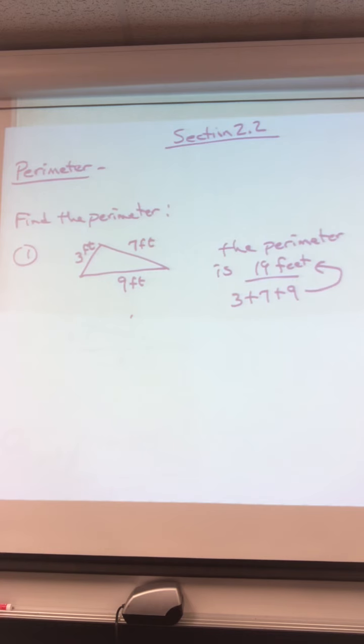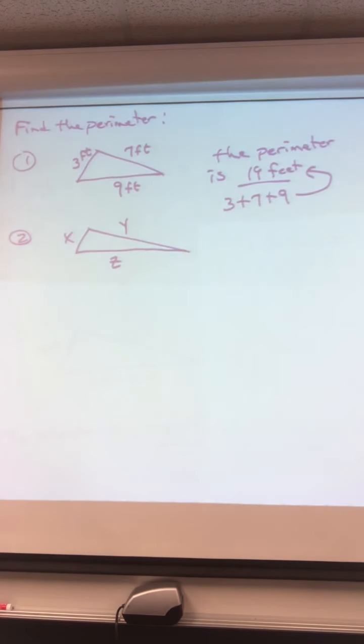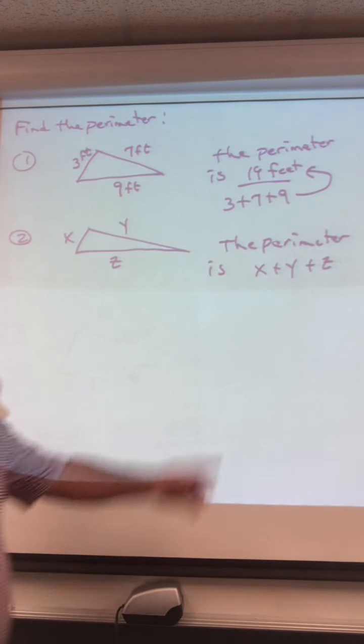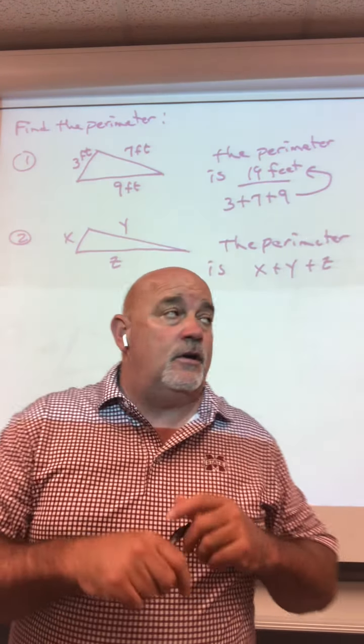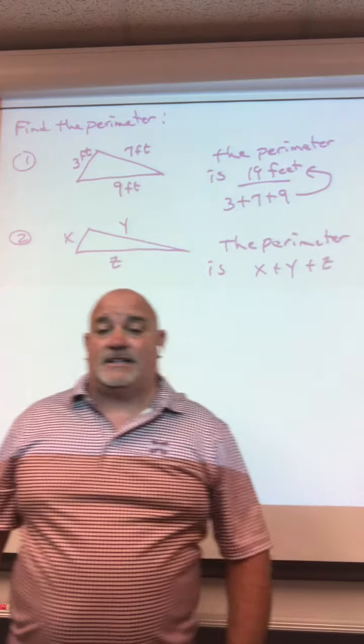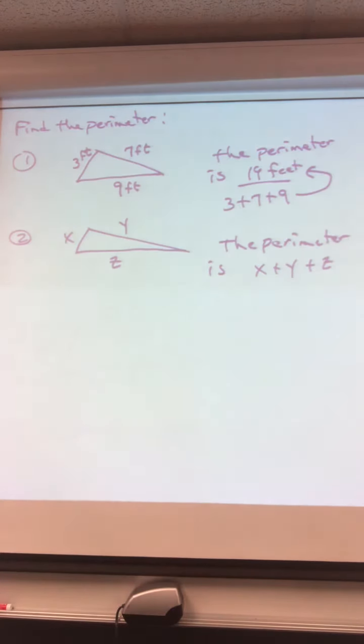would be 19 feet. Now, let's suppose I have another triangle, X, Y, Z, and I don't know what X, Y, and Z are. What would the perimeter be? It would still be those 3 things added together. So it would be X plus Y plus Z. You can't add X plus Y plus Z because those are different, remember, we talked about adding and subtracting like terms. These are not like terms. So that's not XYZ. X plus Y plus Z is X plus Y plus Z.